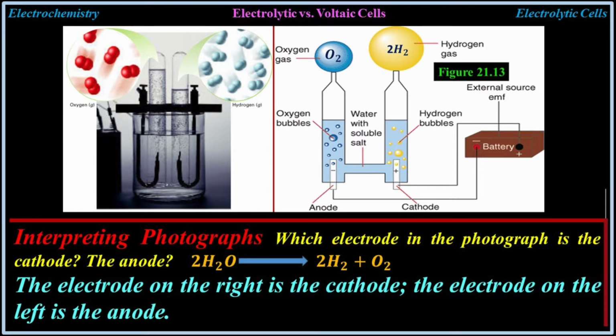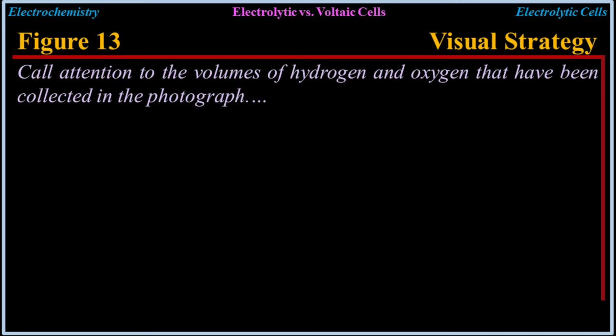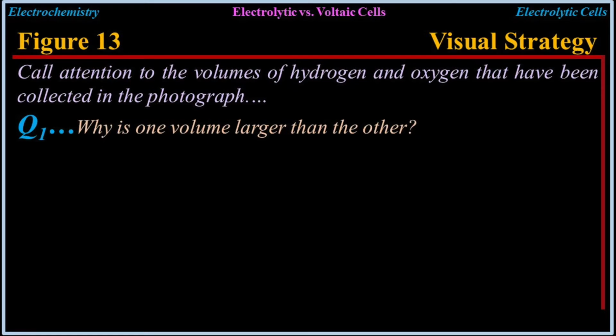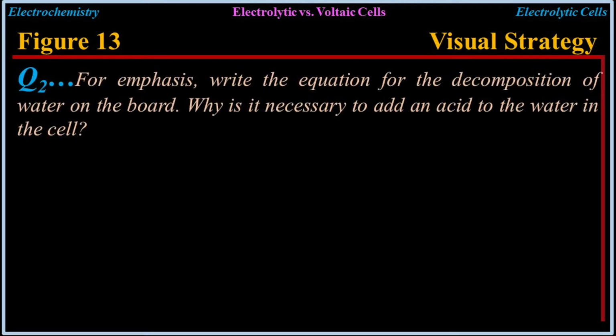Cathodes and anodes. Figure 13, visual strategy. Call attention to the volumes of hydrogen and oxygen that have been collected in the photograph. Why is one volume larger than the other? Well, look at the equation. It's 2 moles of hydrogen plus 1 mole of oxygen. When water is decomposed, 2 moles of hydrogen are formed for every 1 mole of oxygen. That's the gas, H2 and O2.